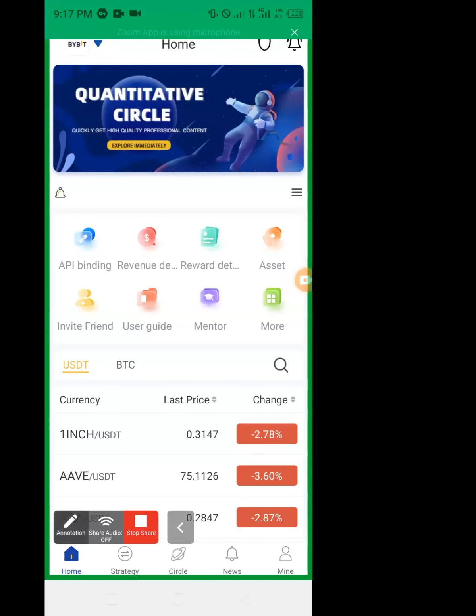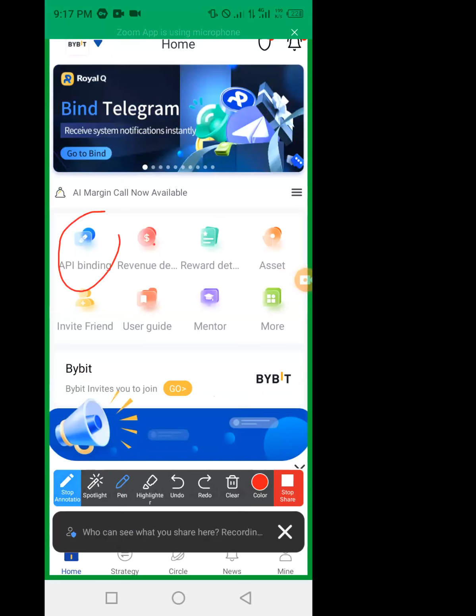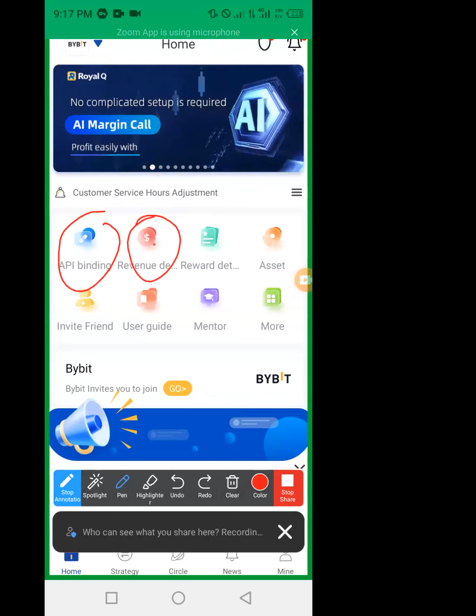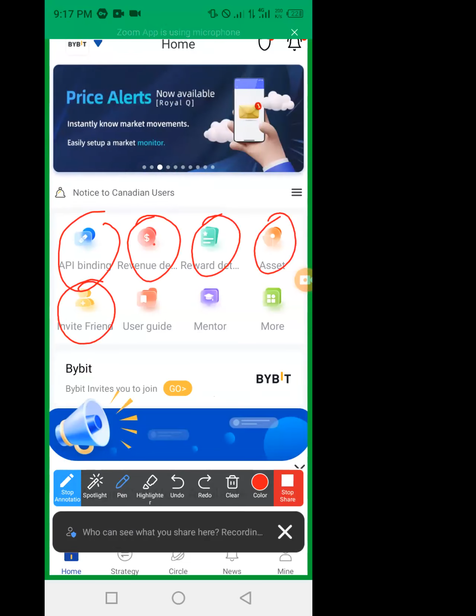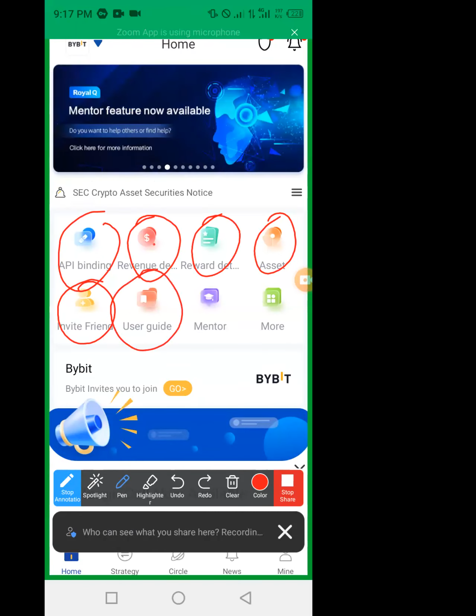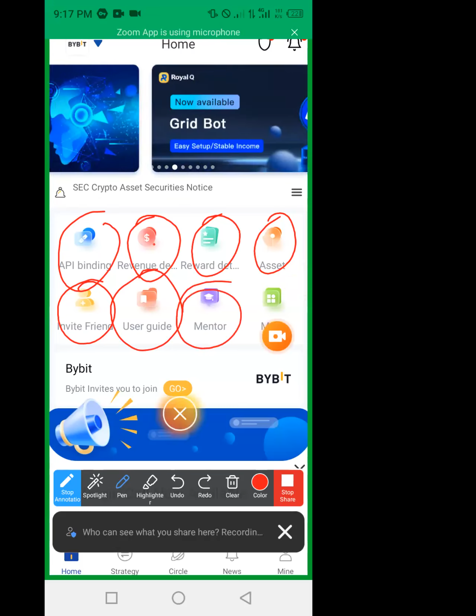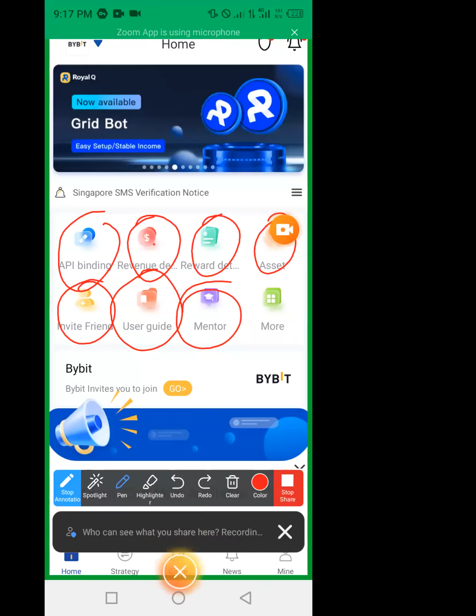The other time we saw what is in here. We saw what is supposed to be in the revenue details. We saw what is in the reward details. Then we saw what is in the asset. Inviting a friend: if you want someone new to come to your business, you click there. If you want to read more about this, you go to the user guide. Then the mentor, I said most of us can only look at it when we become V2s and above.